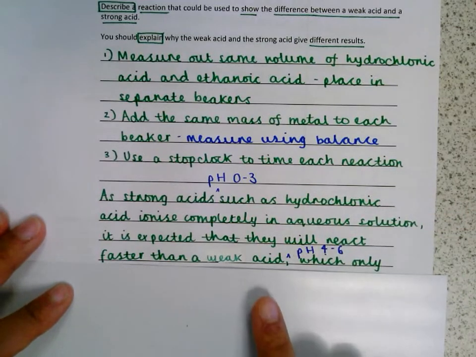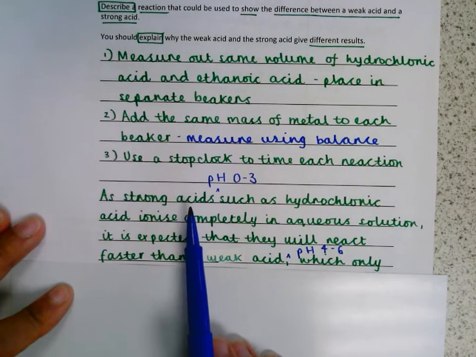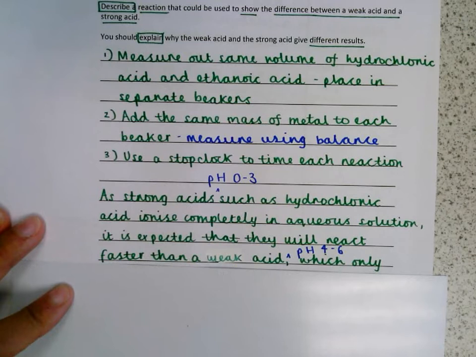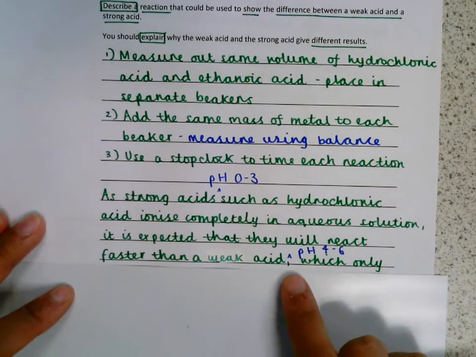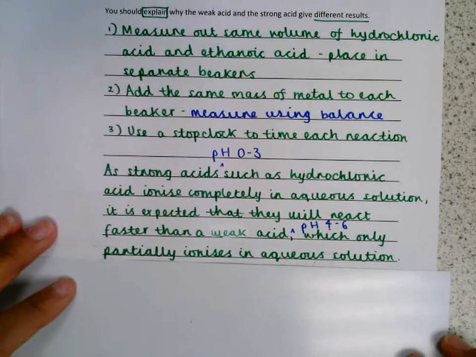Now the reason why we would expect a strong acid to react faster than a weak acid is because a strong acid has more ions available, because it ionises completely, that will be able to react, whereas with the weak acid it only partially ionises and it takes a while for it to ionise, which means that the reaction is slowed down whilst ionisation is taking place. And the reason so, they will react faster than the weak acid, which only partially ionises in aqueous solution.